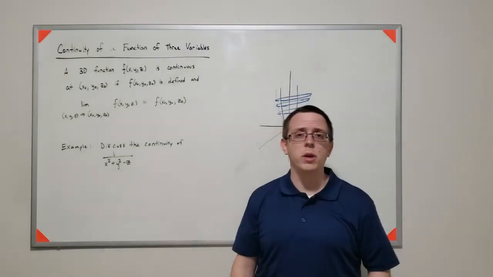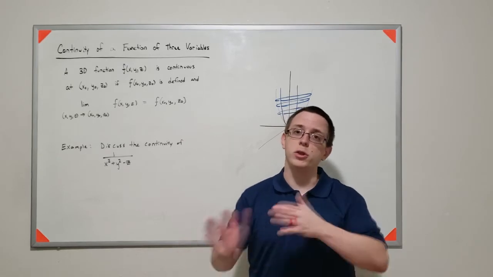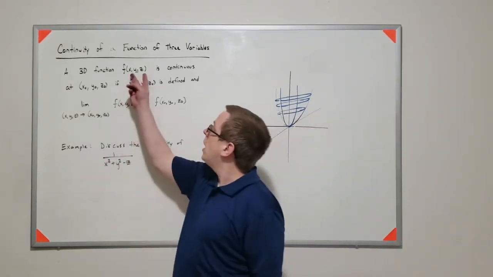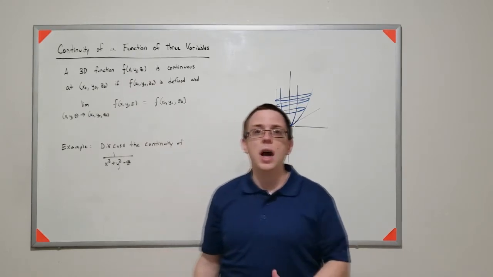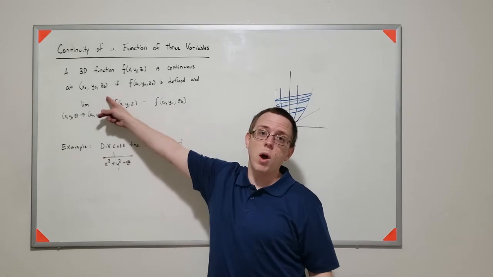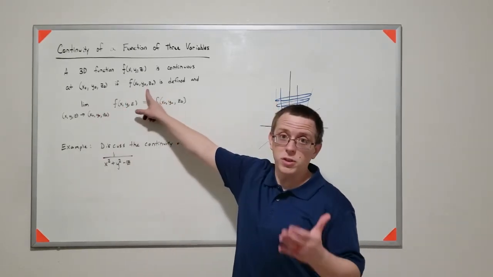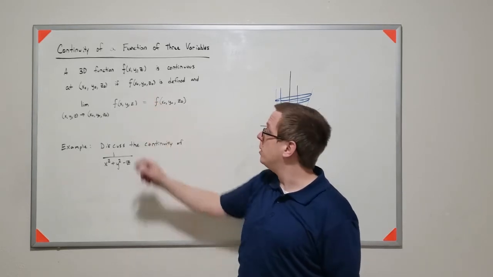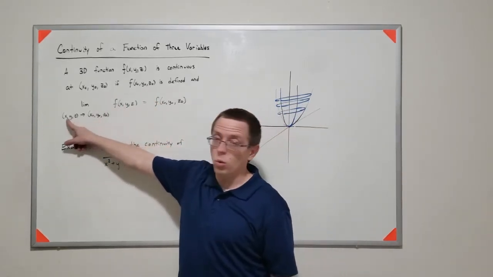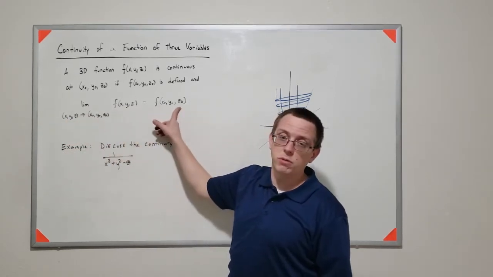We've spent our time talking about functions of two variables, but we want to talk a little bit about functions of three variables as well. So if I have a 3D function, f of x, y, z, then I can say that that function is continuous at some point x0, y0, z0 if the function, first of all, is defined at that point, and the limit of this function as the ordered triplet approaches that point is equal to the function value at that point.